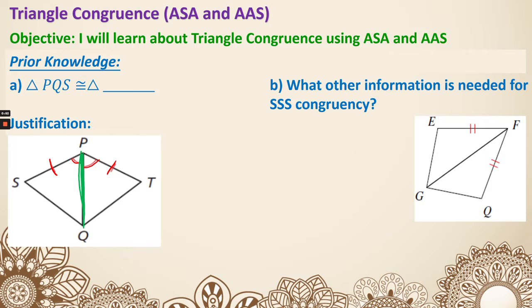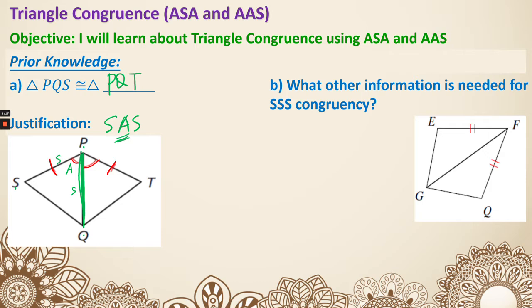In this case, it works: side, this is the included angle, and side. So the justification will be side, angle, side. Again, I emphasize this angle has to be the included angle, which means the angle needs to be between the two sides. Now we can write the statement PQS. That's clearly the side in the middle, so it's got to be PQT for the other triangle.